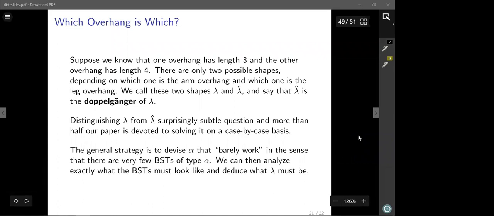Instead of taking permutations with lots of fixed points, which might be your first inclination, you actually take border strips with very large parts that barely fit, and they block each other, so that there are very few border strips possible, and then you analyze what that means and deduce what the partition must be.